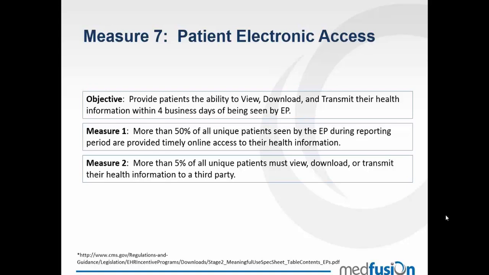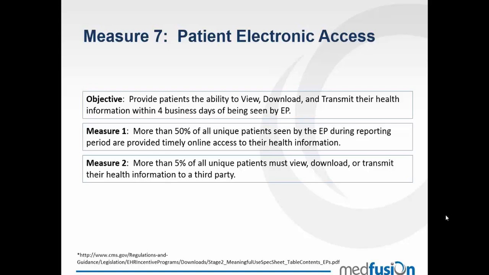And that might be a hospital, that might be another provider, and they'll do that using what's known as a direct email address that would be provided to them by the other physician. So let's circle back around to this one more time. I want to make sure that's clear for everyone. There are 2 measures within this objective. More than 50% of all unique patients are given timely access, and then more than 5% are able to view, download, or transmit. All right, and we're really going to help you out with that view, download, or transmit.